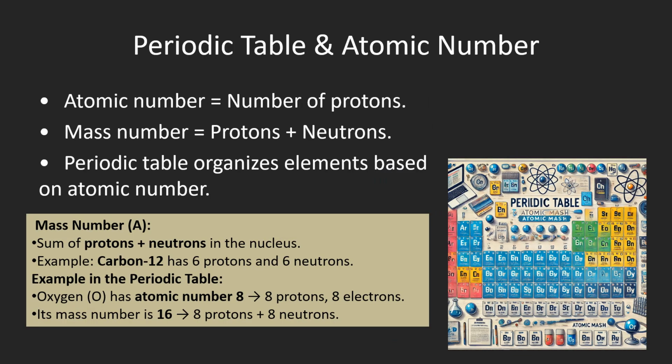Periodic table and atomic number. The periodic table of elements organizes atoms based on their atomic number, which is the number of protons in an atom's nucleus. For example, hydrogen has an atomic number of 1, meaning it has 1 proton. Oxygen has an atomic number of 8, meaning it has 8 protons. The atomic mass is the sum of protons and neutrons in the nucleus. Understanding atomic numbers and mass helps scientists predict an element's properties and how it interacts with other elements.